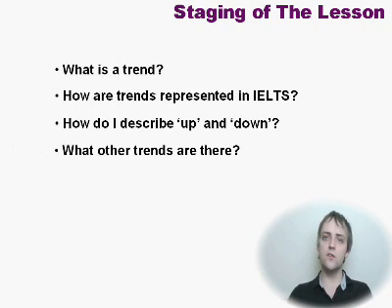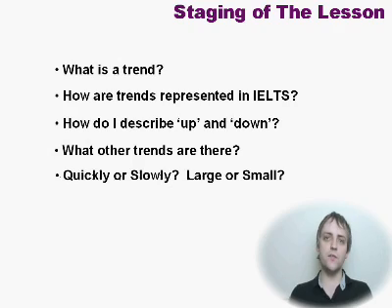And also, there are some trends which don't go up or down, some trends which are a combination of more than one trend, and so we need to know the language that we use to describe those. And when we're looking at trends in particular, whether they go up or down, we need to describe how they're going up and how they're going down. So are they going up quickly or slowly, or is there a large movement or a small movement over time?